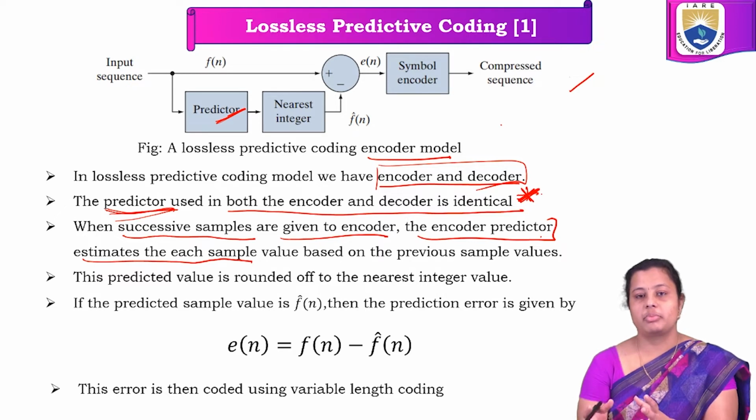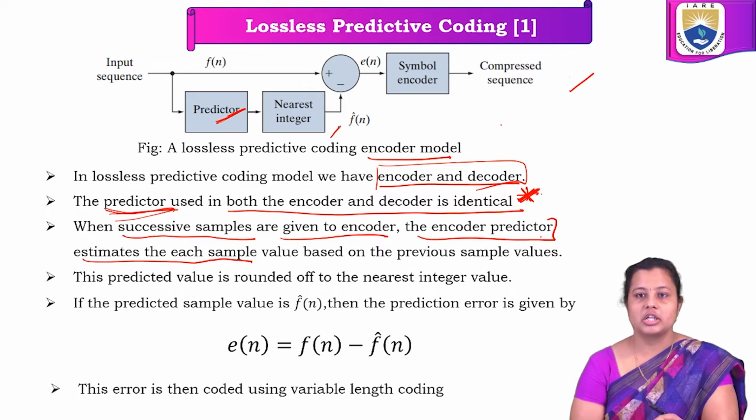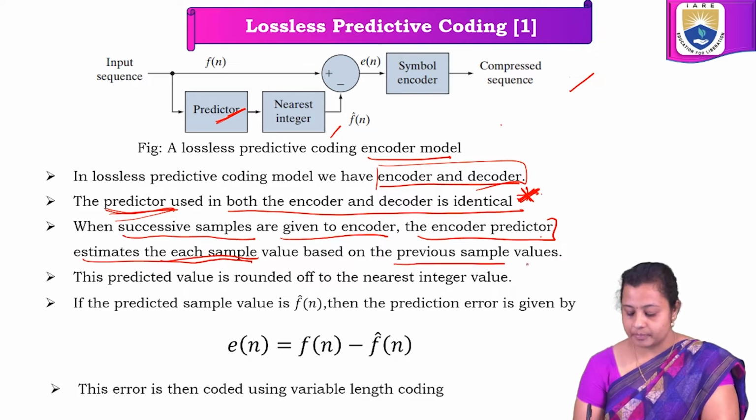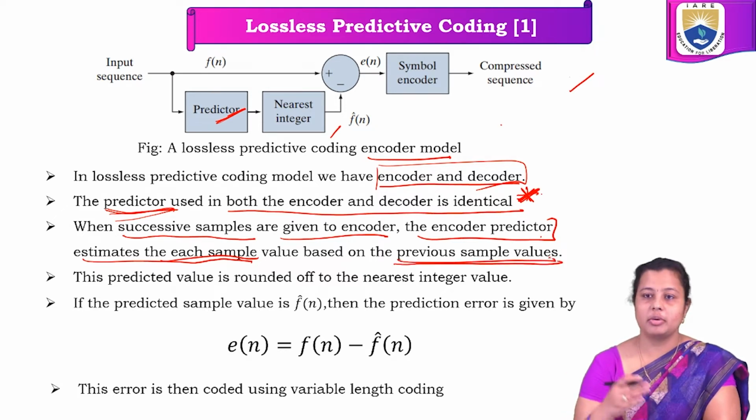Based on that, I will predict an intensity value, so that we are rounding off to the nearest integer value. Okay, so based on my previous samples, I'm estimating the present pixel value. So that is how we are doing it, based on my previous samples.